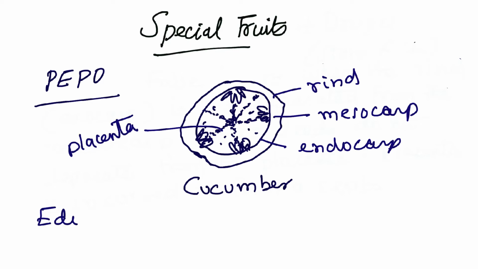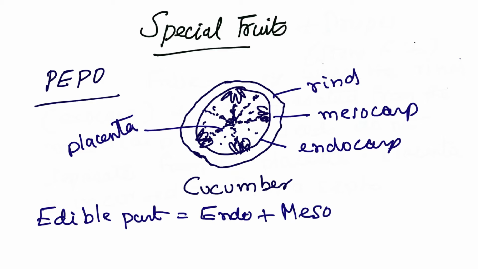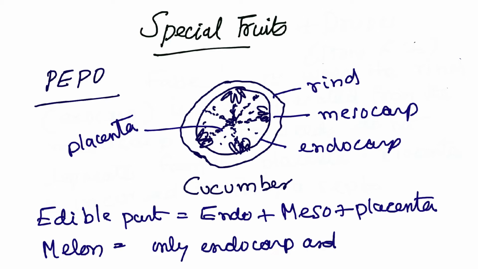A very important examination point when we discuss fruits is what is the edible part of a fruit? It's a usual question. As far as the Pepo is concerned, in fruits belonging to this category, it's the endocarp, the mesocarp, and the placenta, which usually is the case. An exception is melon, where only the endocarp and placenta are edible. So note the point about melon.